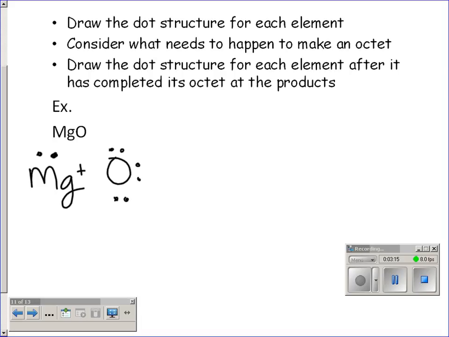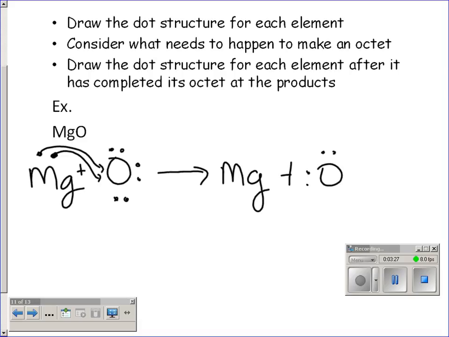Now we write these like chemical reactions. So magnesium needs to give 2 of its electrons to oxygen. The reason that magnesium gives up its electrons is because it's easier to give 2 than gain 6. It's easier to give away 2 than to get somebody to give you 6. So magnesium gives up 2 valence electrons, giving it a +2 charge. Oxygen gains 2 electrons, giving it a -2 charge.